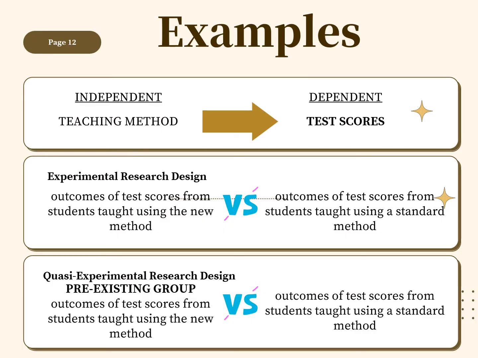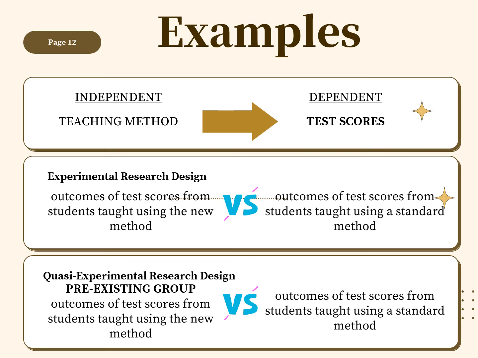For example, let's say you want to test whether a new online teaching method improves test scores. The independent variable is the teaching method and the dependent variable is the test score. In an experimental design, you would randomly assign one group of students to be taught using the new method and another group to be taught using a standard method to compare their outcomes in test scores.